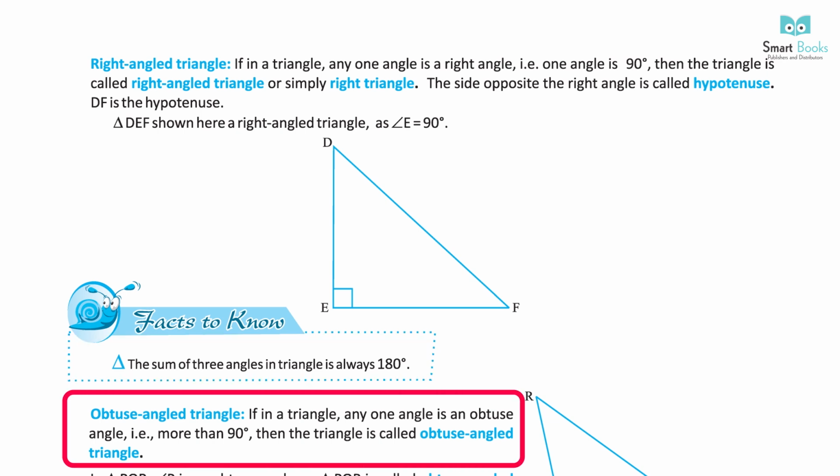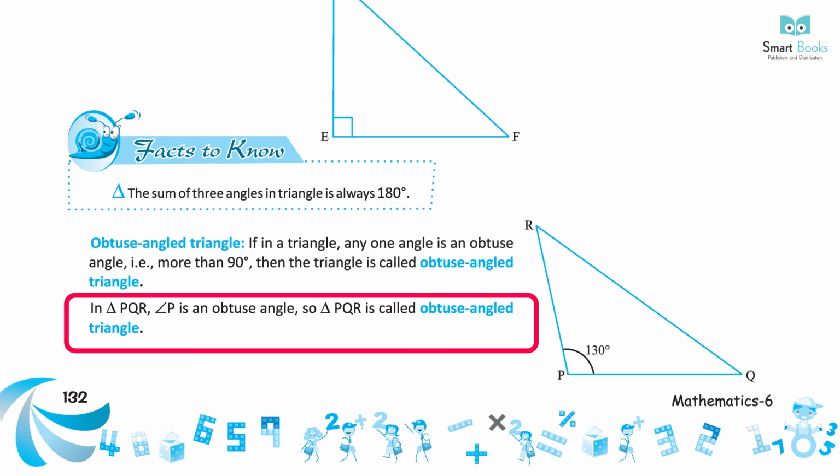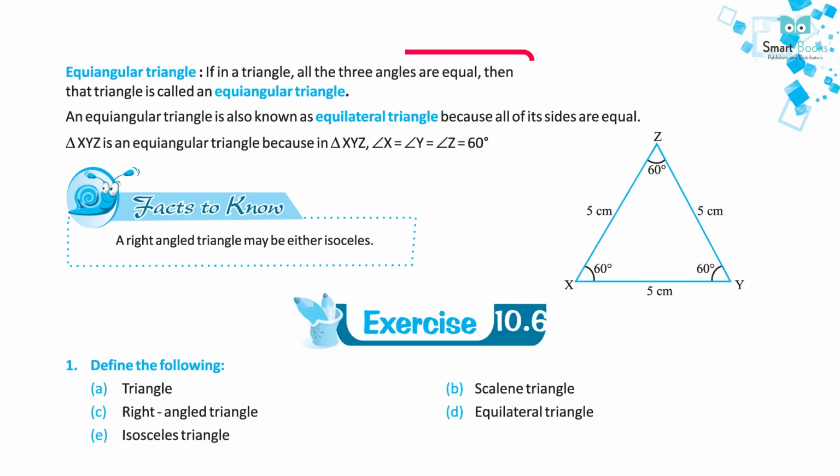Obtuse angled triangle. If in a triangle any one angle is an obtuse angle, more than 90 degrees, then the triangle is called an obtuse angle triangle. In triangle PQR, angle P is an obtuse angle, so triangle PQR is called an obtuse angled triangle.